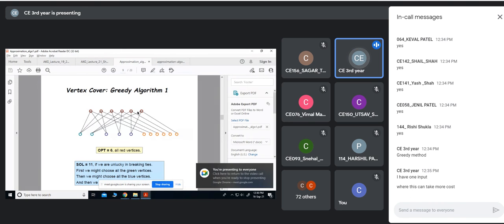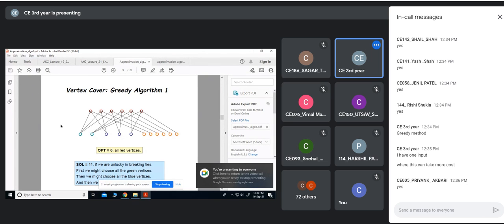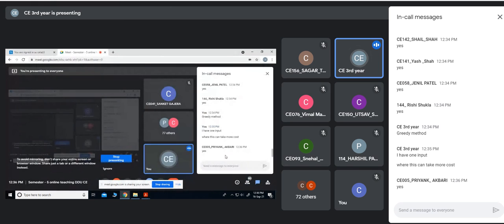So can you see this graph in front of you? This is which type of graph? Any idea? Yes, it's a bipartite graph. Okay, one student answered this. Yes or no? Is this a bipartite graph or not?